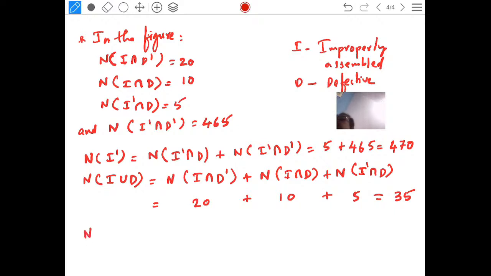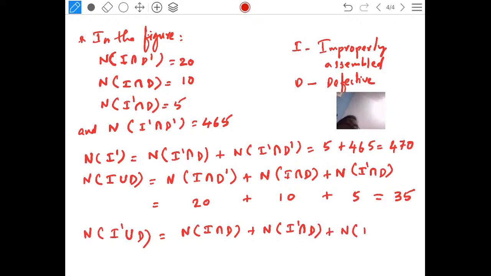Next is n of I intersection I complement union D, which is equal to n of I intersection D plus n of I complement intersection D plus n of I complement intersection D complement.